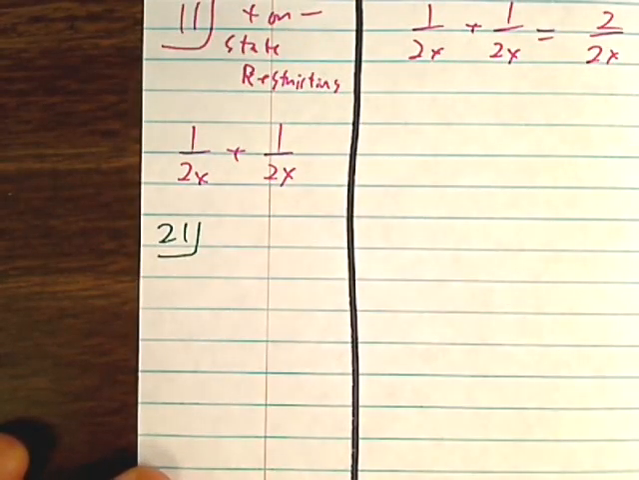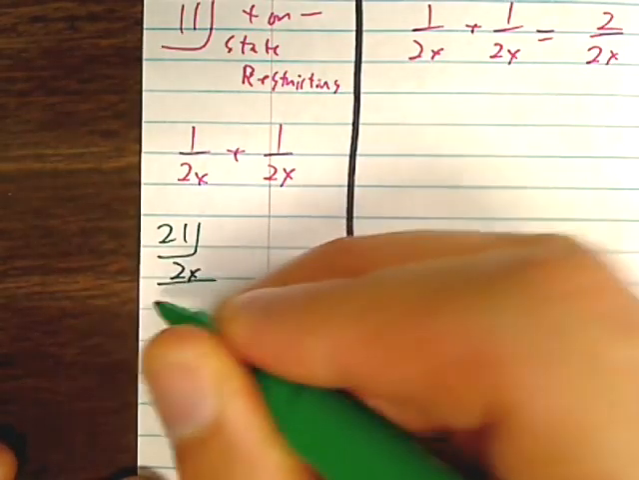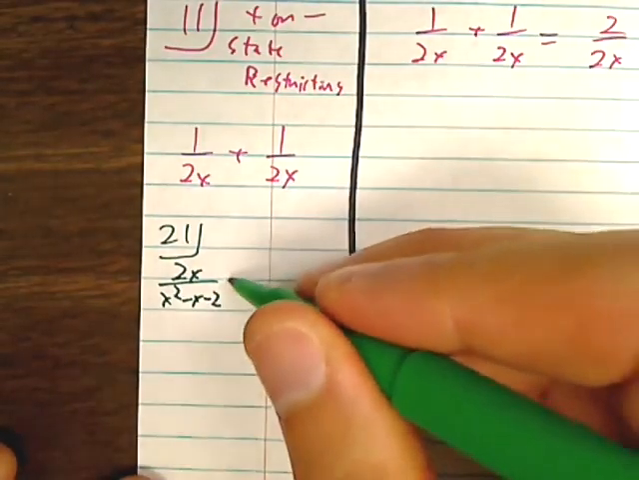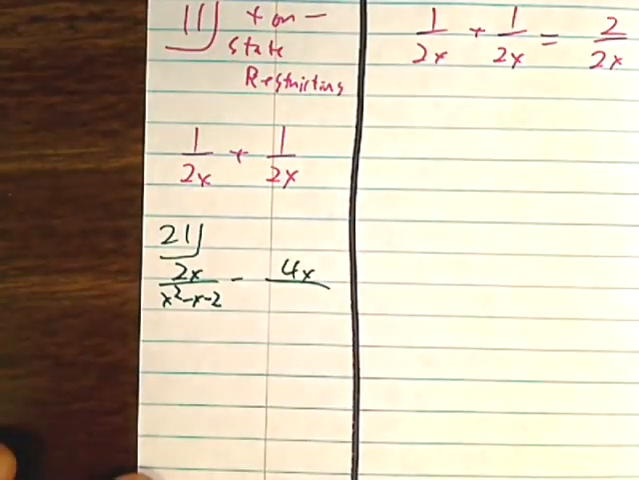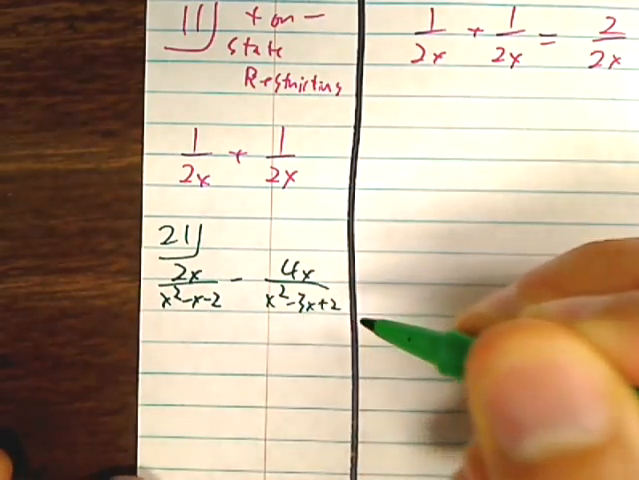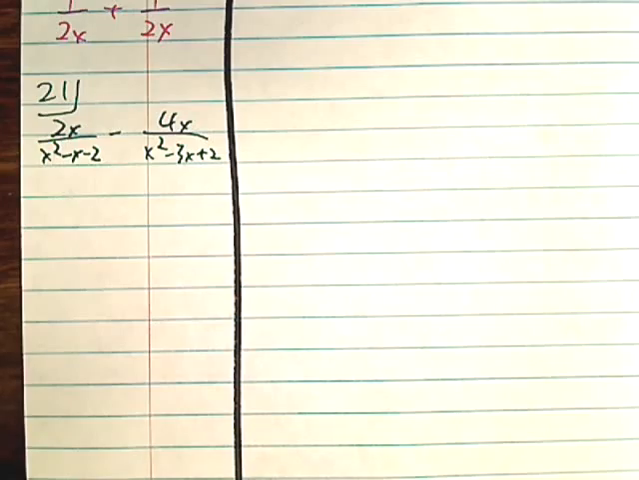Number 21. 2x over x squared minus x minus 2, minus 4x over x squared minus 3x plus 2. The first thing you're going to do is factor that out. Go ahead and try that.